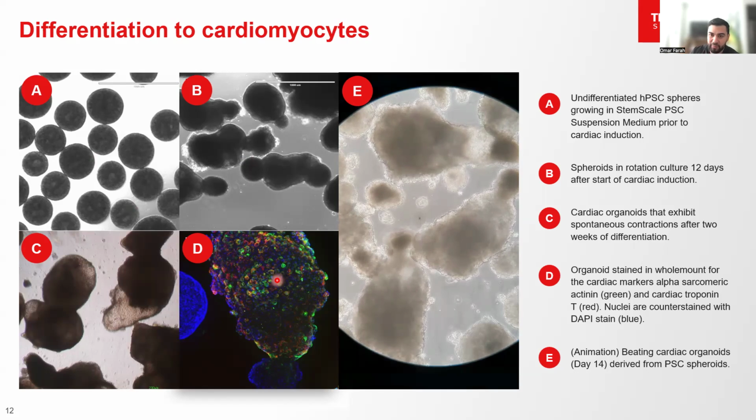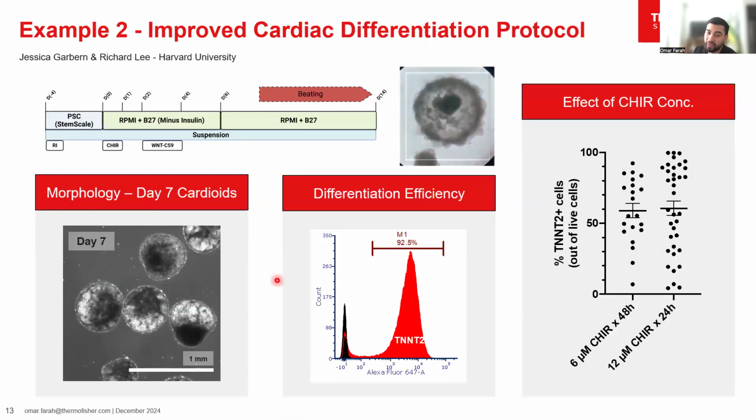To give you a little more color on this process, we worked with the Lee Lab at Harvard University to standardize the small molecule differentiation protocol and adapt it. We take our pluripotent stem cells cultured as spheroids, again in our StemScale media, and use the Wnt agonist to activate Wnt signaling for the first day or two in RPMI media plus B27, making sure that the B27 is a version without insulin.